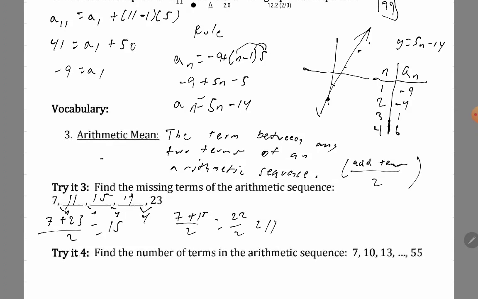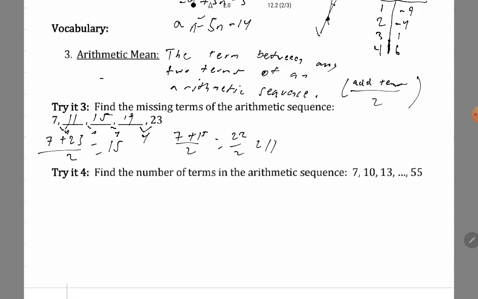Okay, try it. Part 4, find the number of terms in the arithmetic sequence. So we know that this is 3 here. We're adding 3, so our common difference here is 3. And we could count it out, like this is the third term, the fourth term would be 16, and then we would keep going until we make it to 55. But there's a faster way of doing this.